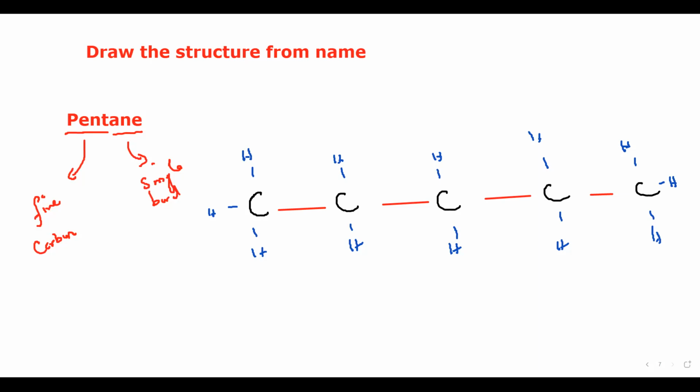Is it clear, this example? That is how to draw a structure from the name. Another example: if I say I want to draw the structure of bute-2-ene.